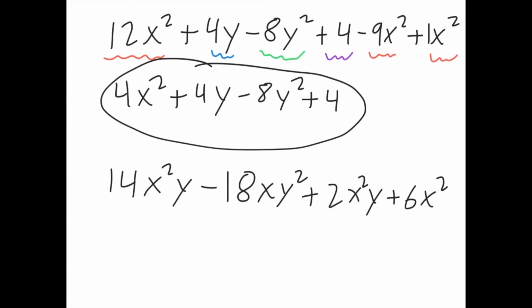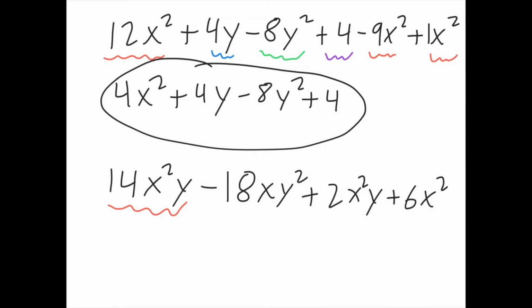So, let's look at the first one. We've got 14x squared y. So, we need to find something with the exact same variables. So that means it has to be exactly x squared y. Nothing different, has to be x squared y. We can change the order and have y x squared, but the square has to go with the x, and the y has to have no exponent at all.